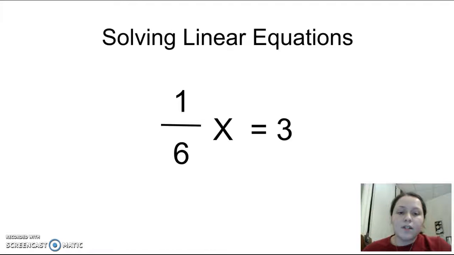Hi, in this video today I'm going to be showing you how to solve a linear equation. In this equation we're going to be solving the problem 1 divided by 6 times x equals 3.